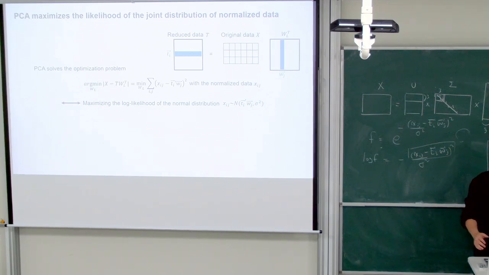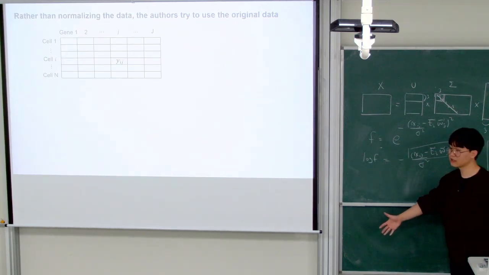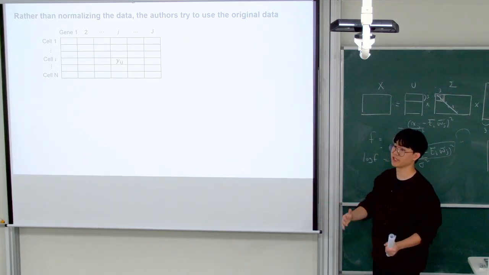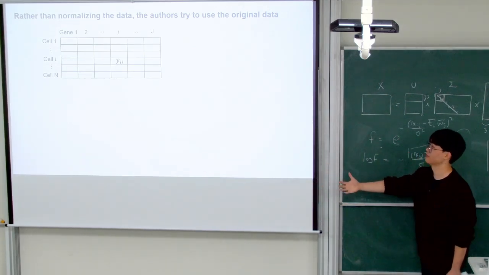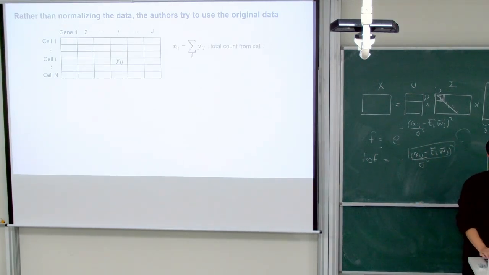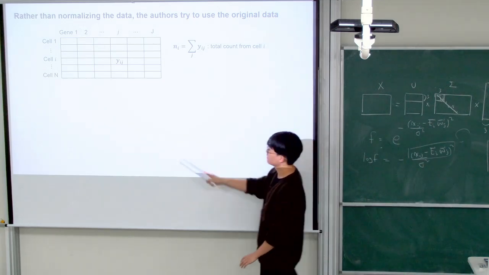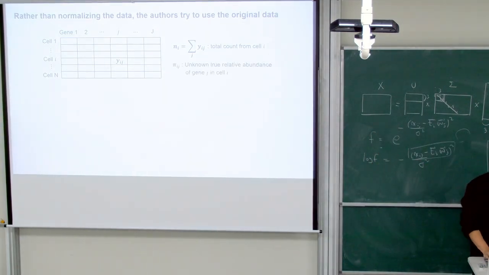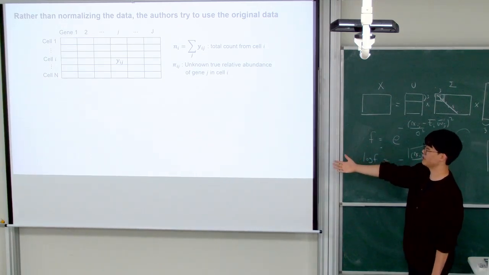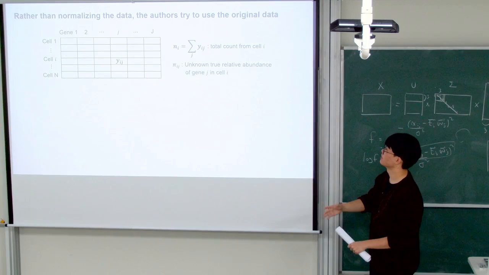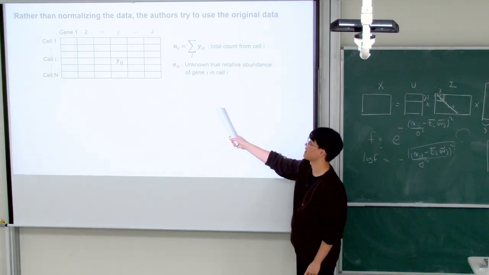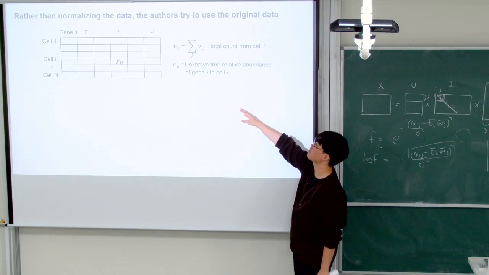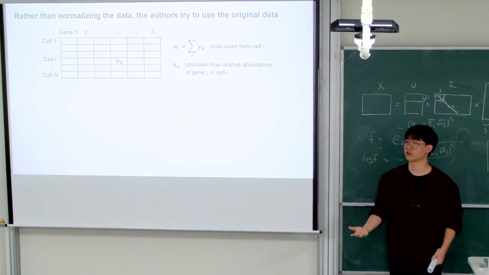So let us go back to our original data. Let us write Yij means the original data, the count of gene J from cell I. And let us write Ni equals the total count from cell I. And let me just write pi ij as the unknown relative abundance at cell I, meaning that at that cell there are many genes, and these pi ij represent the abundance. How much are they in here?